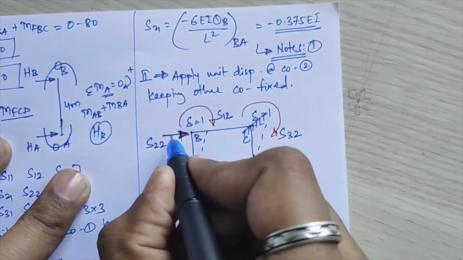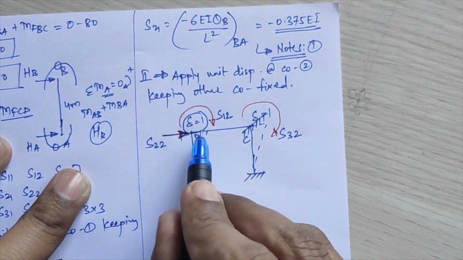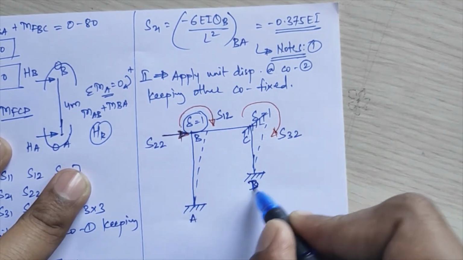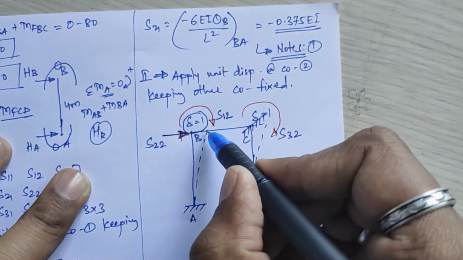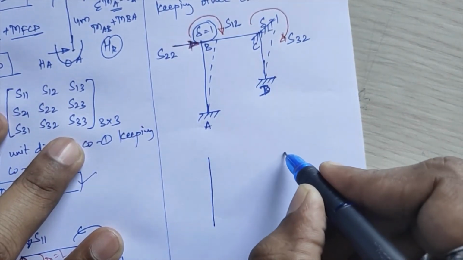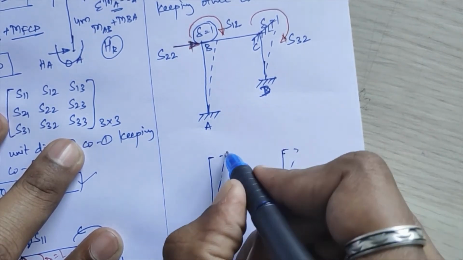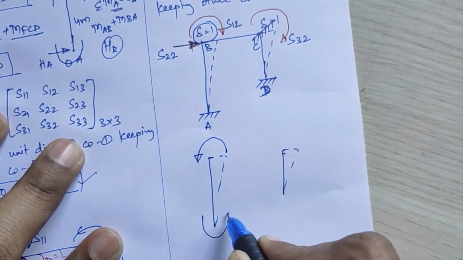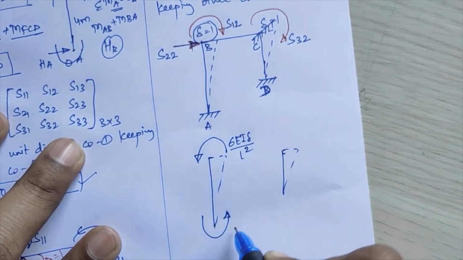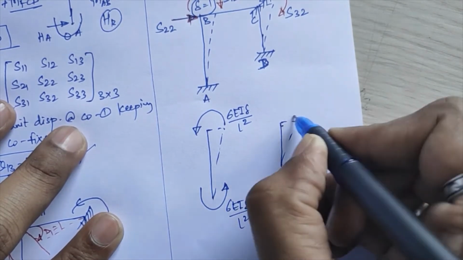Here you are applying delta equal to 1 now. Now as compared to this delta, what will happen in members AB and CD? Due to this delta, they will follow a translational path. If you consider this member AB and this as member CD, due to the swaying effect, what will happen? There will be 6EI delta upon L square and again 6EI delta upon L square for both these members.